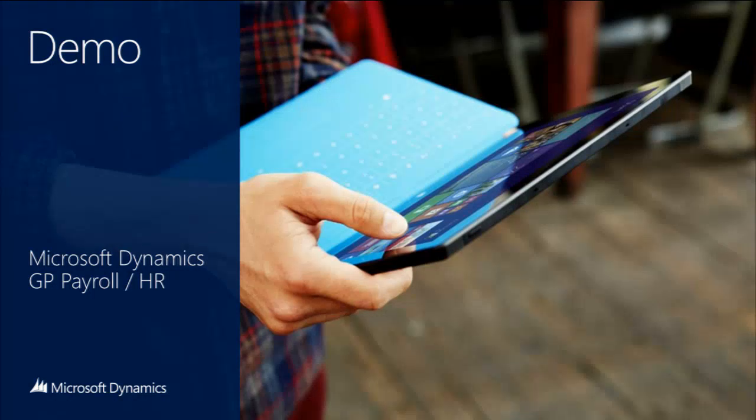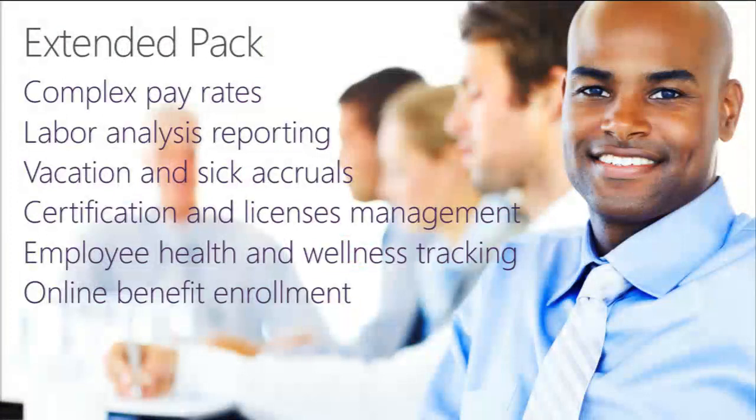When we talk about the extended pack, Advanced Payroll, Advanced Human Resources, Benefit Self-Service, and PTO Manager, that's really intended to handle some large groups of functionality. Complex pay rate, labor analysis reporting, some vacation and sick accruals with the PTO Manager, certification and license management, employee health and wellness tracking, and online benefit enrollment. So those are some of the pieces that are available in that extended pack. If you need some of those, then take a look at that and see if that's something you want to add to your license. Real quick, let's jump back in and show a few of those.